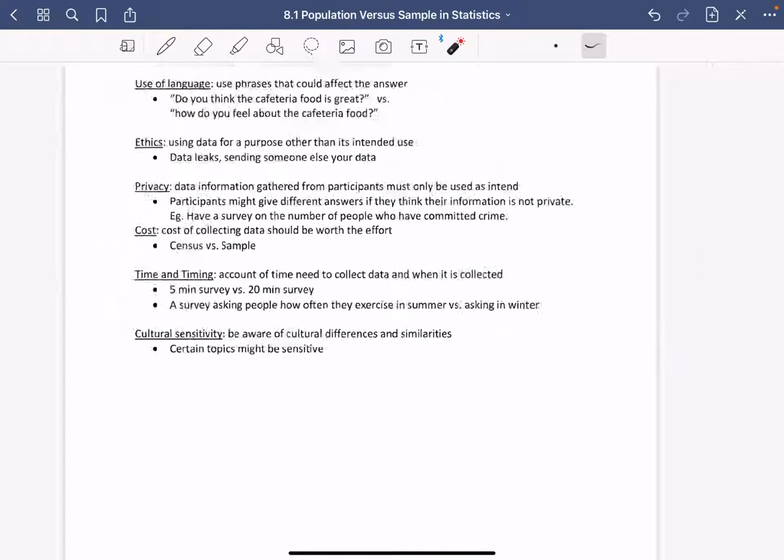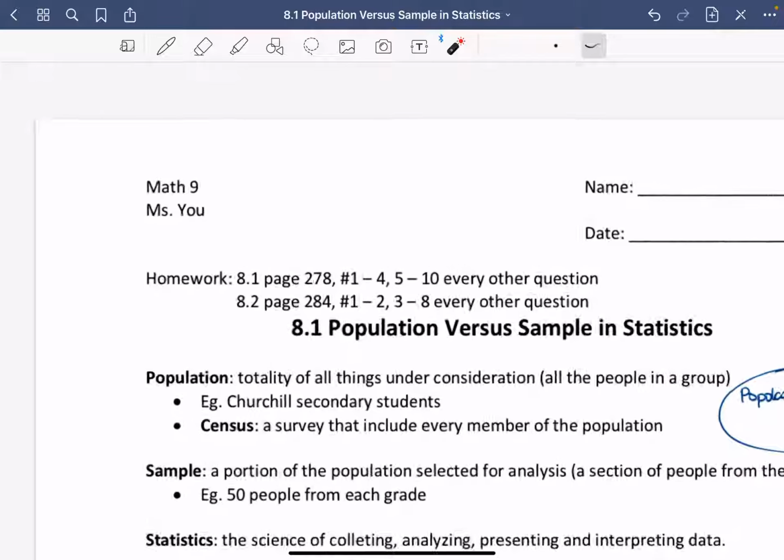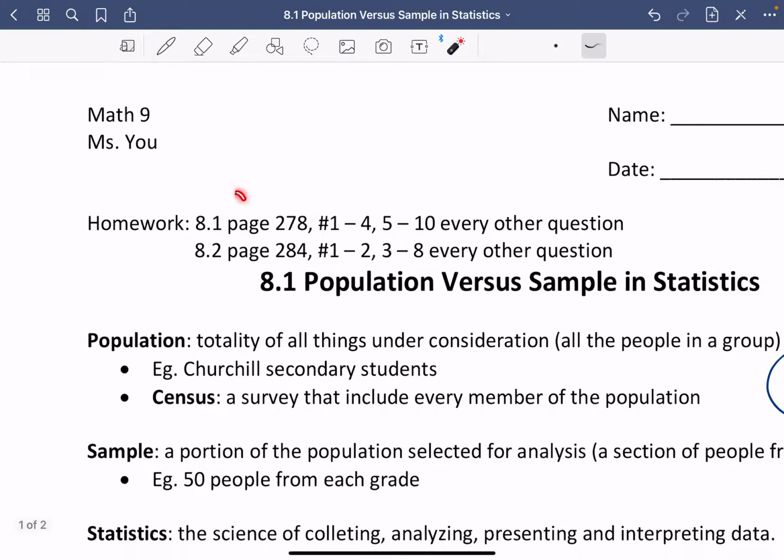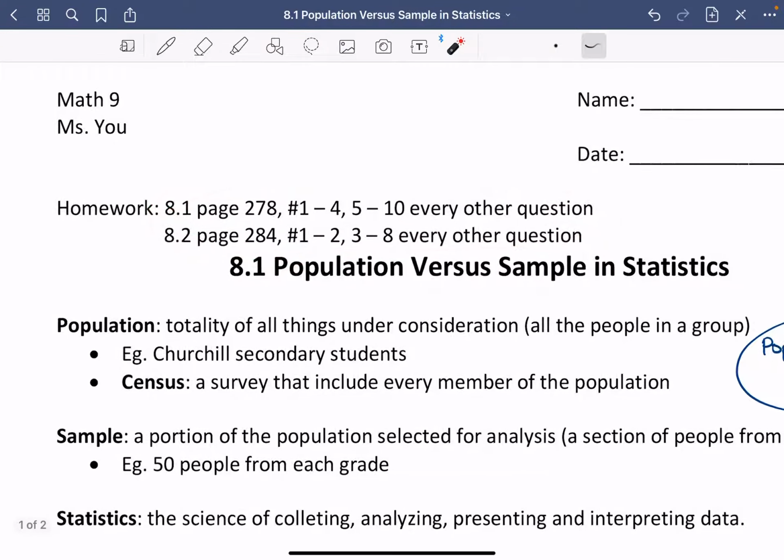Okay, so that's it for today's lesson. You guys can try these questions. I know we didn't do 8.2, but 8.2 is very much related to 8.1. So you guys can try these questions and let me know if you have any problems.